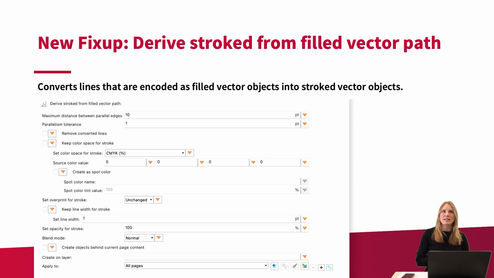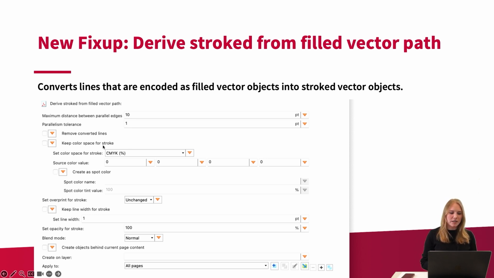And here on the slide you can see the UI of the fix-up, and you can also see that it has a lot of parameters that you can set. And most of them are pretty straightforward. For example, you have the option to remove the converted lines, meaning to remove the filled vector object when the stroke vector object has been added, which is probably most of the time what you want to do.